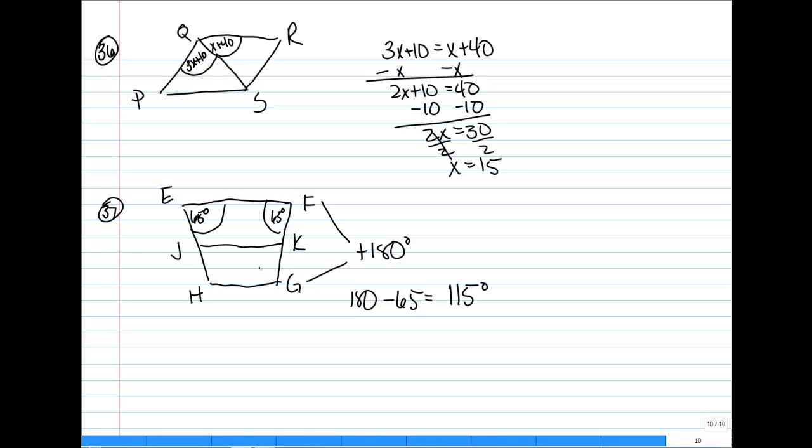Then it asks what the measure of GKJ is. GKJ. So that is this angle right here. Which, if you look, these are parallel lines cut by a transversal. This angle here and this angle here, I don't know if you remember, but they are called corresponding angles, and they are congruent. So GKJ is 65.